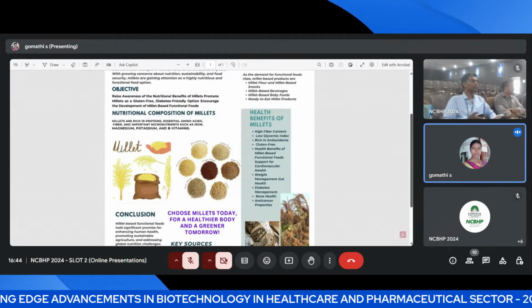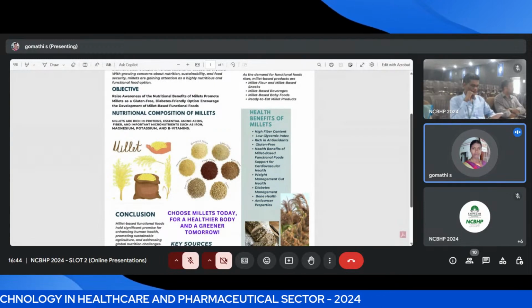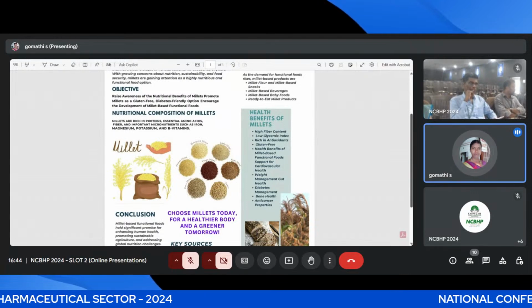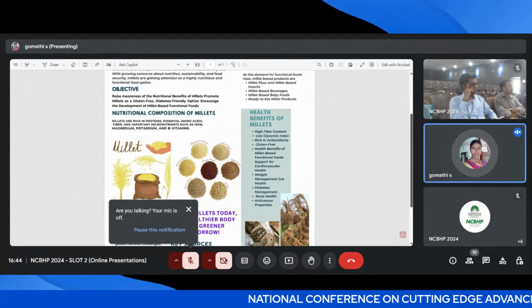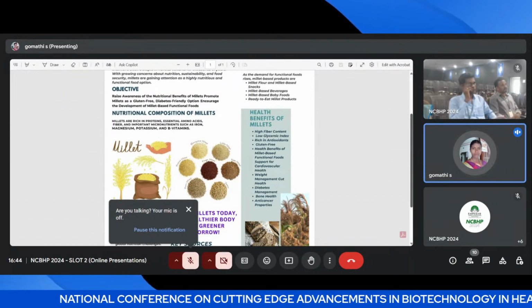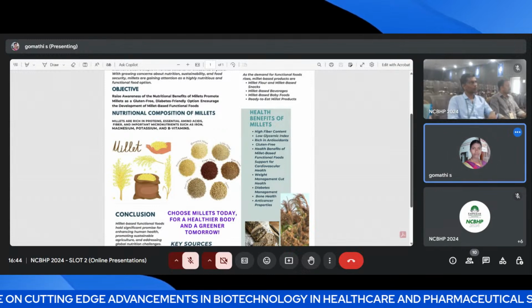The prebiotic fiber in millets encourages the growth of beneficial gut bacteria, which is essential for maintaining healthy gut microbes. A balanced microbiome in the gut is linked to better digestion, enhanced immunity, and even mental well-being.